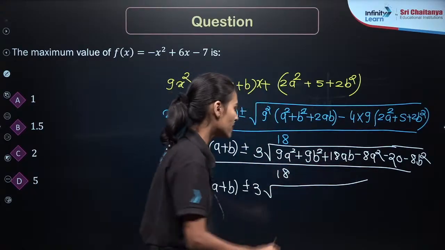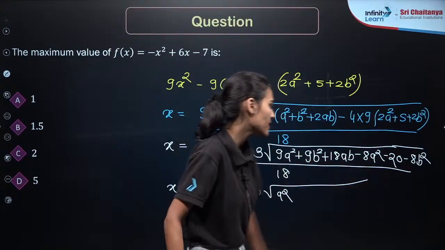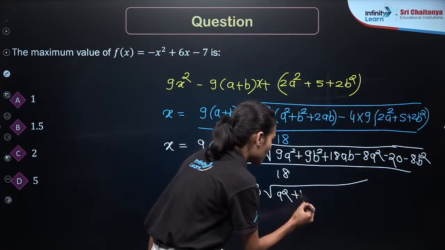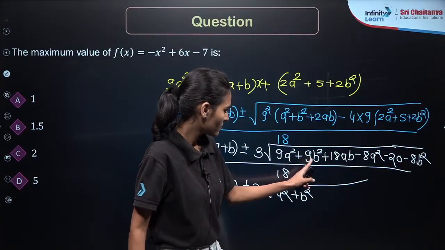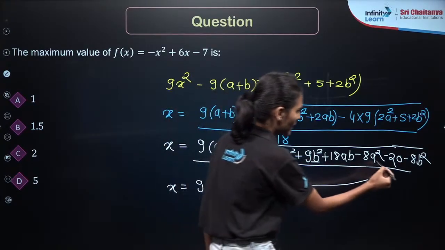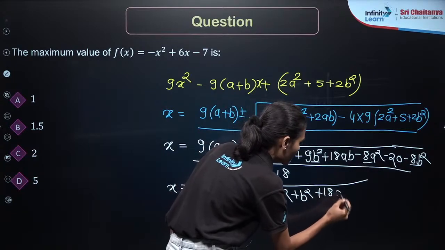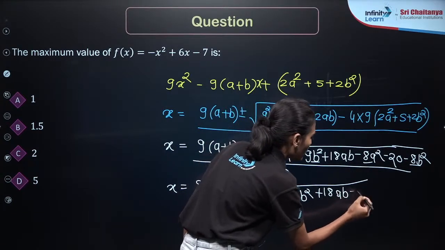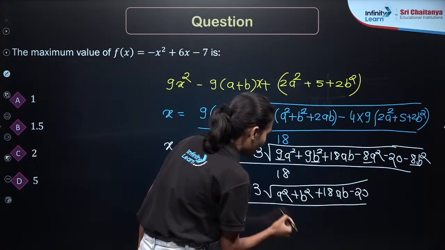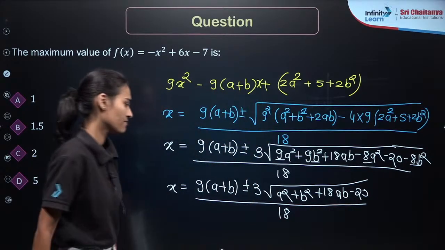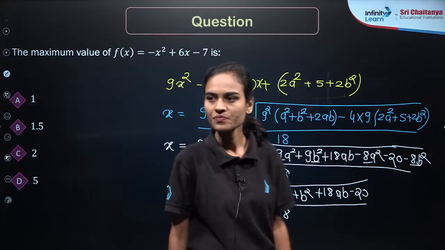9a square minus 8a square means a square. Next you have 9b square minus 8b square means plus b square. Next you are getting, right, we did this calculation, plus 18ab, and next you are getting minus 20ab whole divided by 18. But again you are not getting any factors.